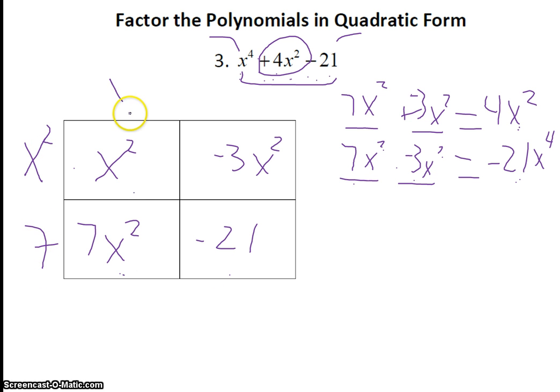The first column has an x squared, and the last column, remember because it's a negative here, we're going to pull out a negative, and they both have a 3 in it. And then multiply it out to make sure you get what you started with.